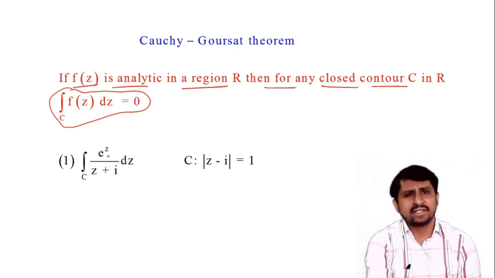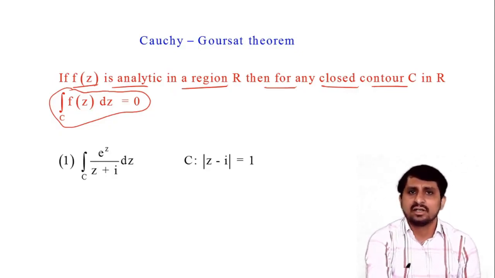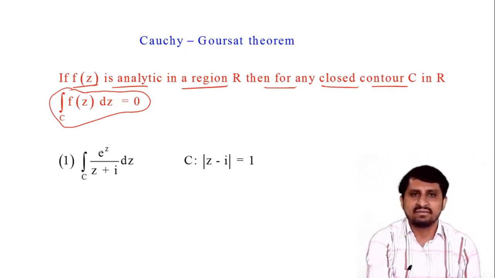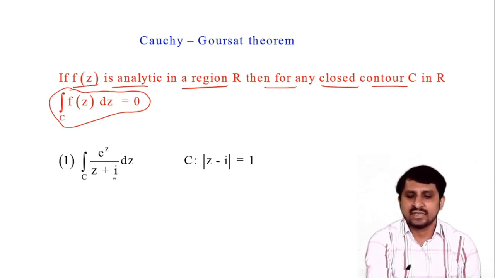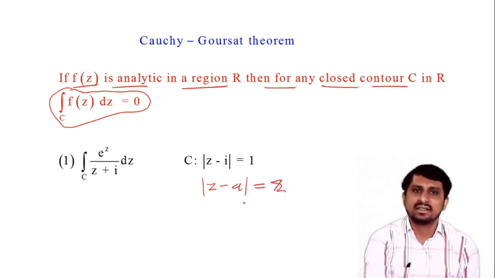We know that all our trigonometric functions, sin z, cos z, the exponential function e raised to z, and also polynomials z, z square, z cube, are analytic everywhere. We already discussed all this concept in the second chapter. So here e raised to z upon z plus i. First of all, this is a circle, mod z minus i equal to 1. You already know the general equation for a circle, mod z minus a equal to r, where a is the center and r is the radius.